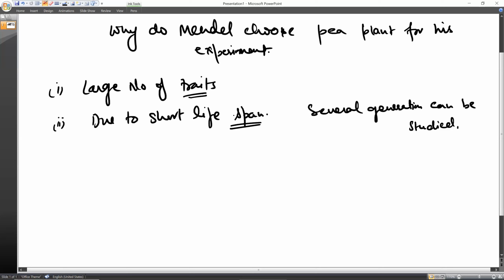The second one is that it has a short lifespan, and because of that short lifespan, several generations can be studied.